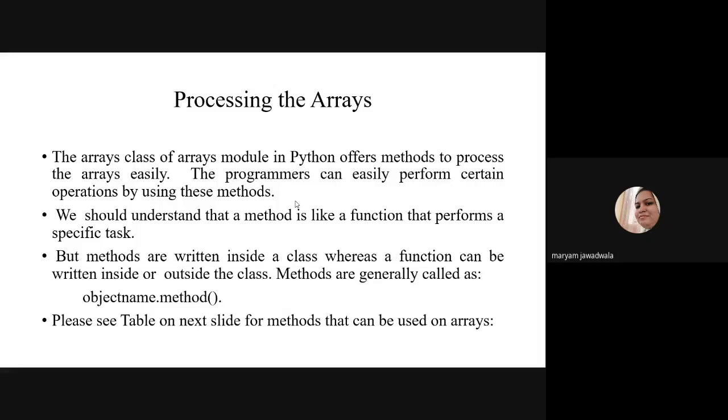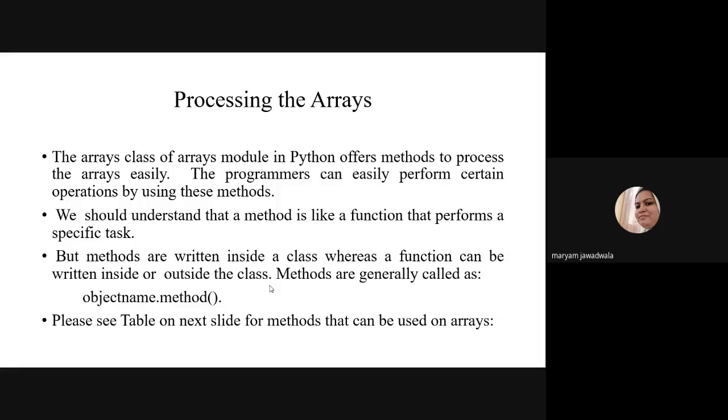So this is the beauty of Python programming, right? So many modules and methods are readymade and available. We just drag and drop those methods in our program and use them, right? We should understand that a method is like a function that performs a specific task. So in Python, we have two terms, function and method, right? Function and method are similar things. So what is the difference between function and method in Python? Methods are written inside the class, whereas a function can be written inside and outside the class, right? So this is the only difference.